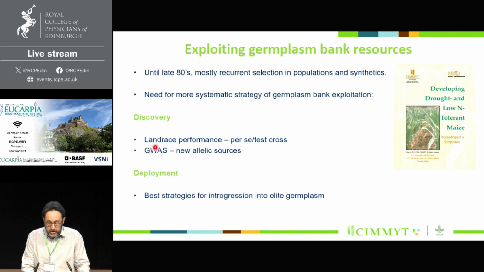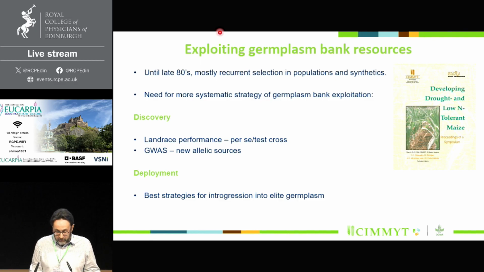So initially, up until about the late 1980s, CIMMYT was running recurrent selection programs with breeding populations and then occasionally using germplasm material to make synthetics, to make crosses. Basically, it was an ad hoc process. It was effective, but it was ad hoc. And so the idea came about 15 years ago of starting a more systematic strategy of exploiting the germplasm bank.